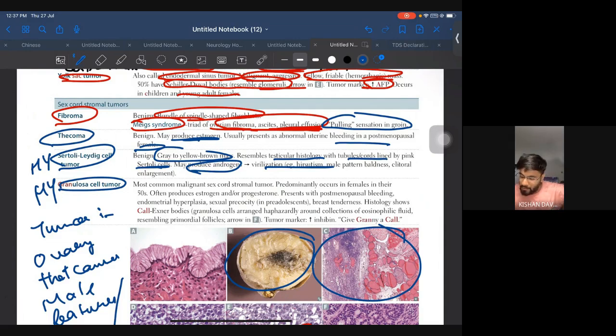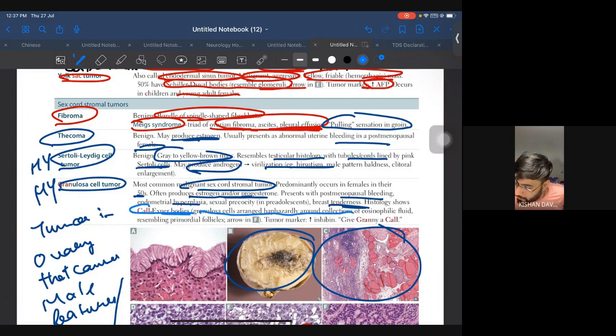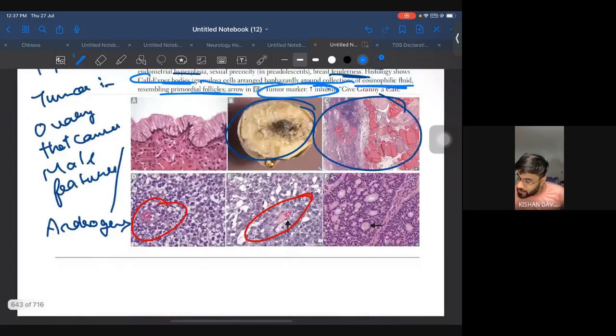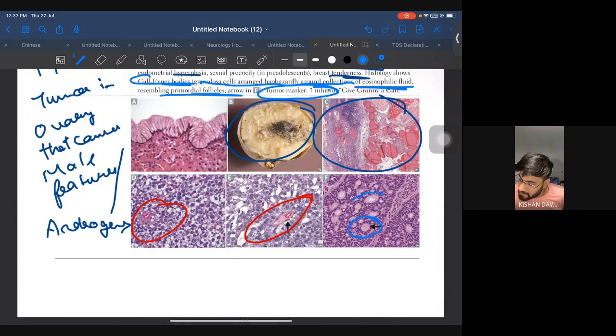Granulosa cell tumor, most common malignant sex cord stromal tumor, predominantly occurs in females in their 50s, often produces estrogen or progesterone, presents with postmenopausal bleeding, endometrial hyperplasia, sexual precocity, breast tenderness, everything. The important point that you have to remember here is Call-Exner bodies. Granulosa cells arrange haphazardly around eosinophilic fluid, resembling primary follicles. Tumor marker is increase in inhibin B. Sorry, only inhibin. Okay, so see, these are what the cells are.